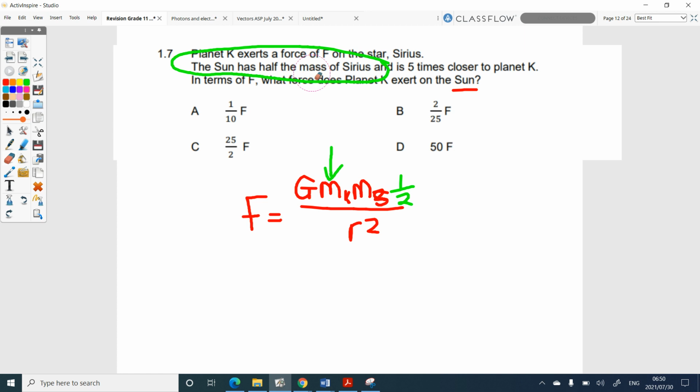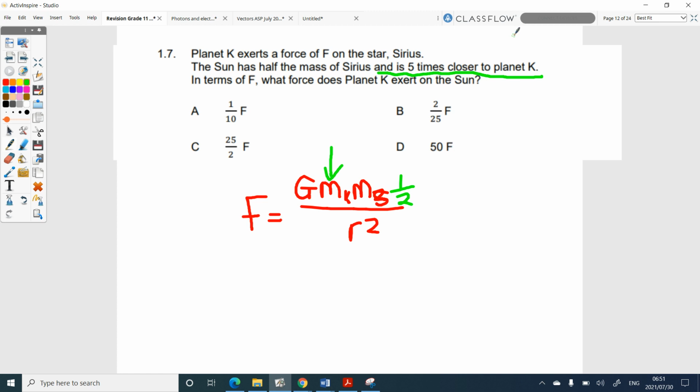So we need to add a half here with the m at the top of the line. Then the question said, and this is where people misread again, it says that it is 5 times closer to planet K. So is R still R? No, it's 5 times closer. Yeah, what does closer mean? Is R getting smaller or bigger? The same bigger is going to be times by 5.